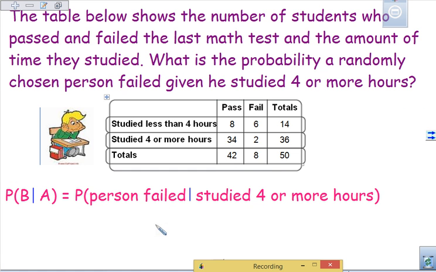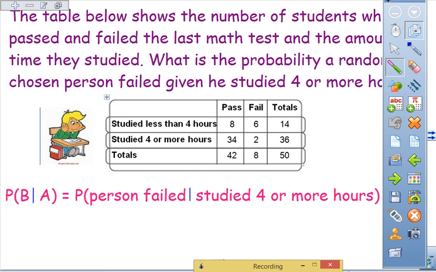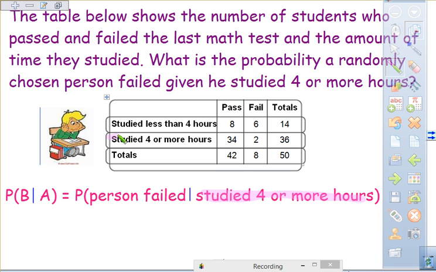The table below shows the number of students who passed and failed the last math test and the amount of time they studied. What is the probability a randomly chosen person failed given he studied 4 or more hours? So it says given they studied 4 or more hours. So we want to look at all of the kids who studied 4 or more hours. So this is where our focus is going to be.